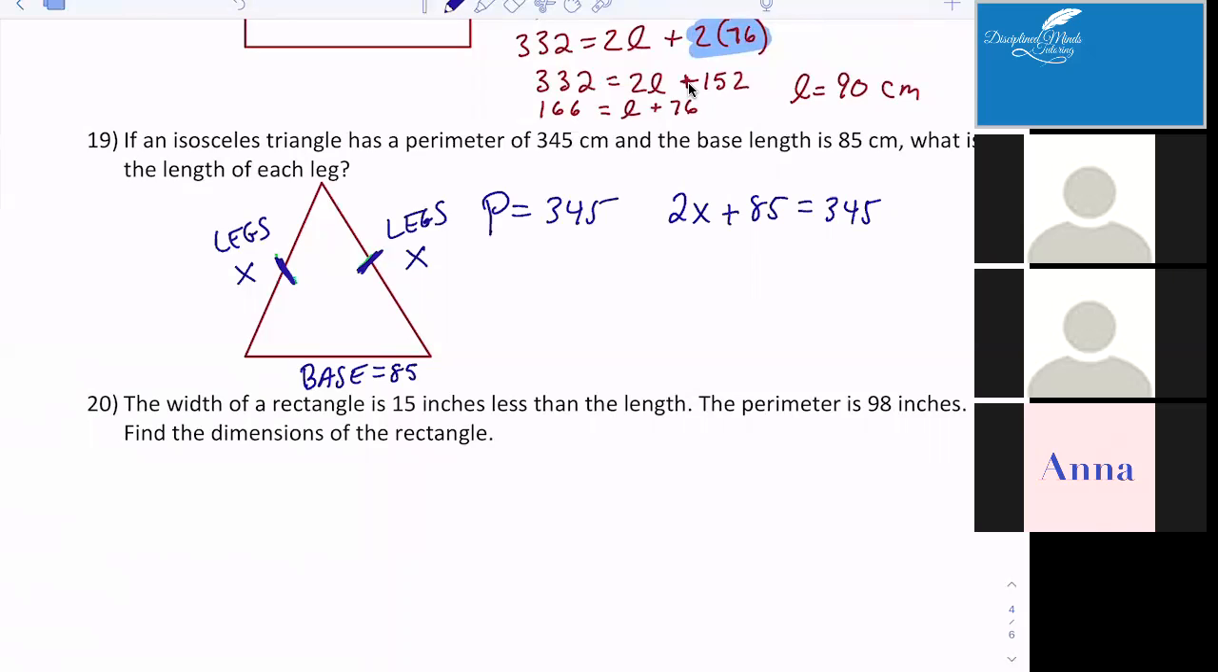Now, what do I need to do to both sides? Subtract 85. Someone tell me what that is. And so x is equal to what? 130. 130 what? Centimeters. Yes. The legs are the same, so the legs are 130 centimeters.